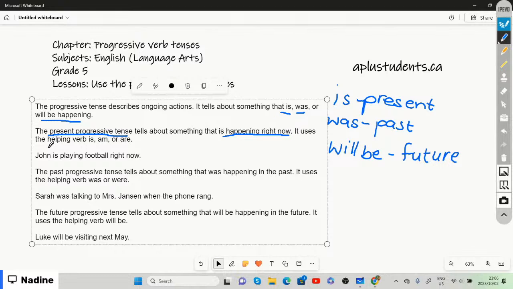And when it comes to the present progressive tense and something happening right now, then we are using helping verbs such as is, am, or are. So is, am, or are. That is the helping words that we will be using when we make mention of the present progressive tenses, right? And an example of the present progressive tense is John is playing football right now.